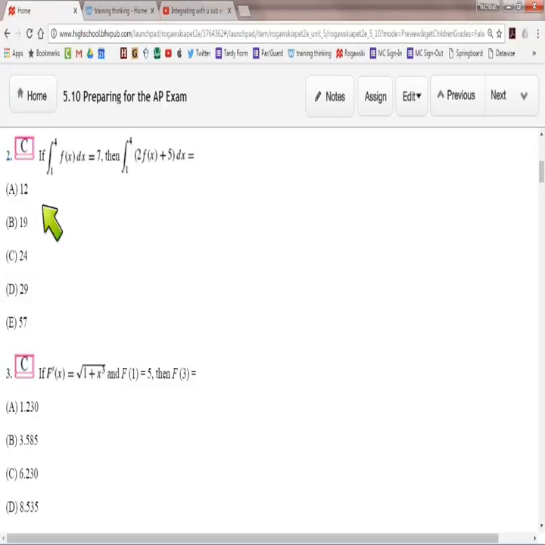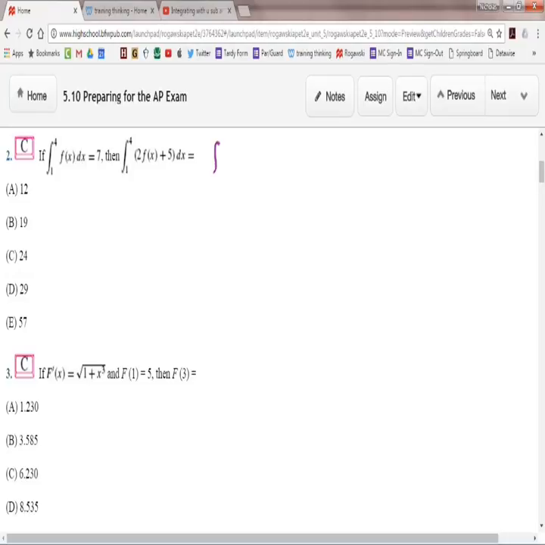I'm still not sure why it says C right here, because you don't need a calculator to do this one. Maybe it's a conceptually based type problem. Alright, from 1 to 4, our area is 7. Our area underneath the f of x curve is 7. So now we're supposed to find this. This actually wouldn't be that bad if you split it up. So we're going to split this up. This is known as the linearity of integrals.